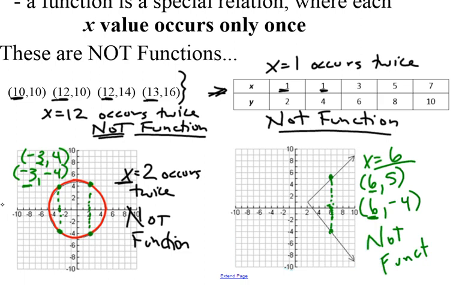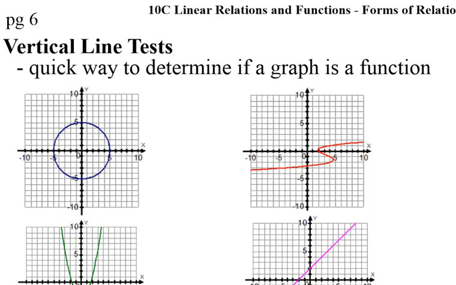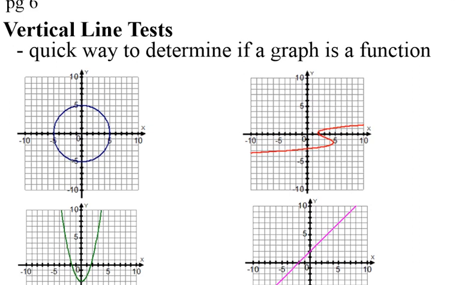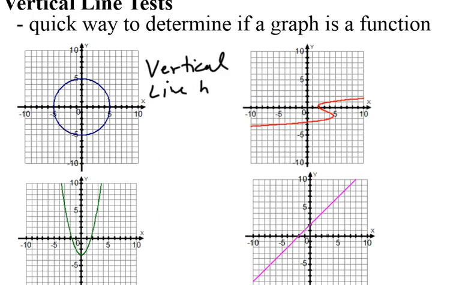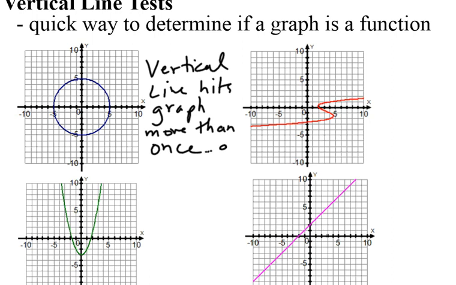So, functions, we're going to work with them a lot, but how do we know if a relation is a function? If the x only occurs once. Now the graph ones can be tricky, but there's really a quick way to figure this out. The quick way is a vertical line test. Vertical being up and down. If a vertical line hits the graph twice or more than once, as soon as our vertical line hits the graph more than once, at any point, it's not a function.